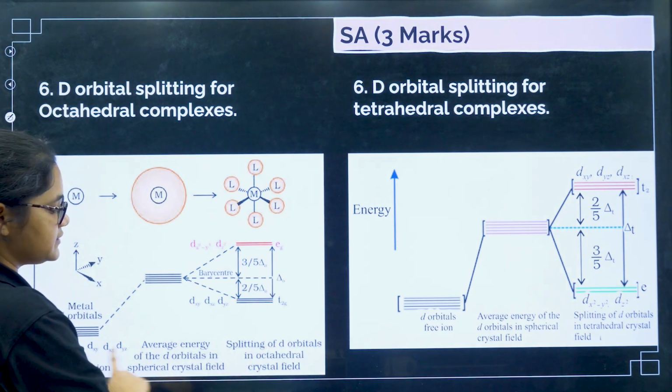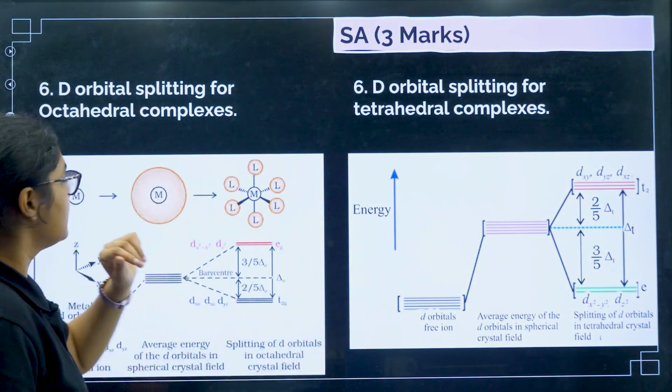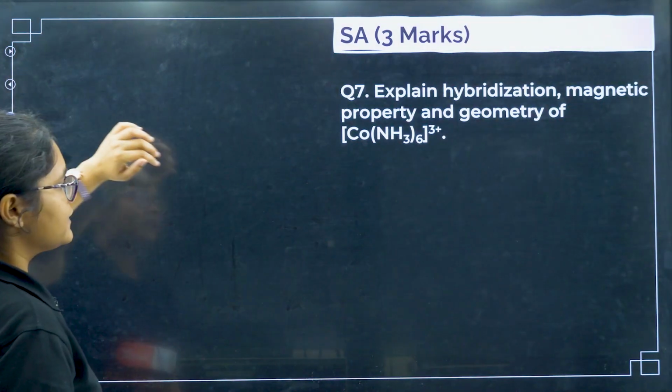Next, you have d orbital splitting of octahedral and tetrahedral. Proper diagrams with these labelings are important. So please do this. The bottom labeling most of you forget. Do not do that. Next, hybridization.